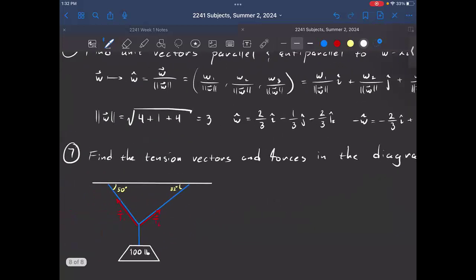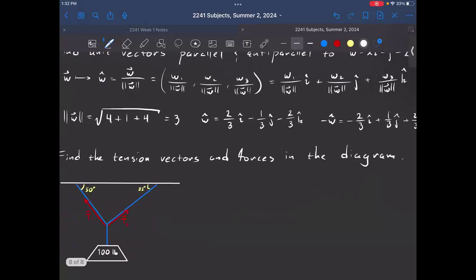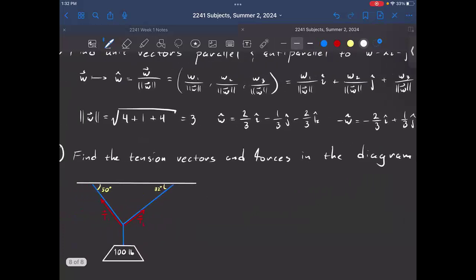Last problem, and probably the most difficult one, is we want to actually do a physics problem. I mentioned this one was going to come up earlier. So we want to find the tension vectors and forces in this diagram. So we have a mass of 100 pounds hanging off of a string, which then splits into 2 strings that are attached to the ceiling at these angles. All right, so what do we do? Well, we use that our resultant force is the opposite of the force of gravity. And then we can do some trigonometry here.